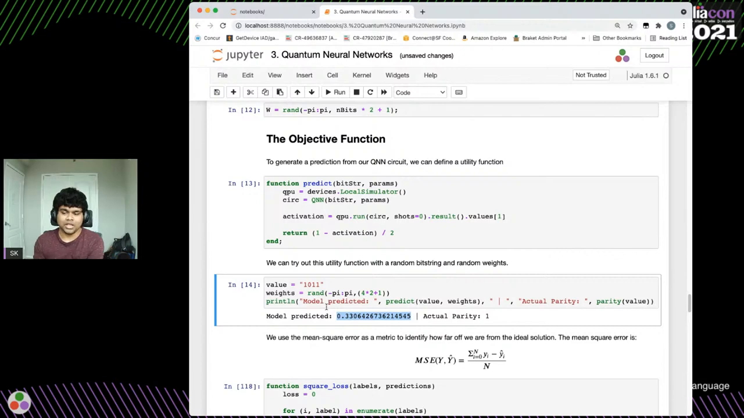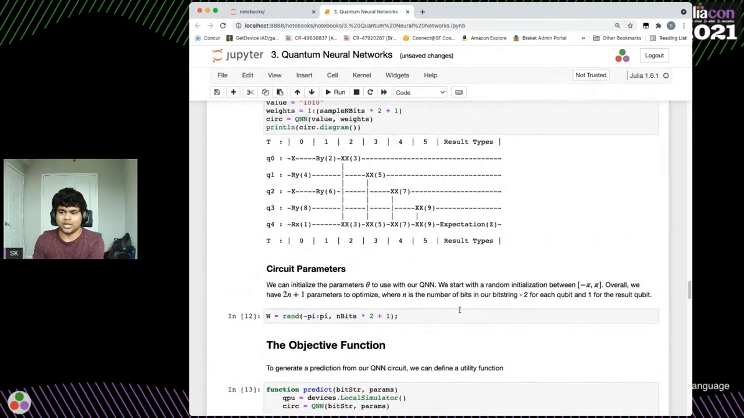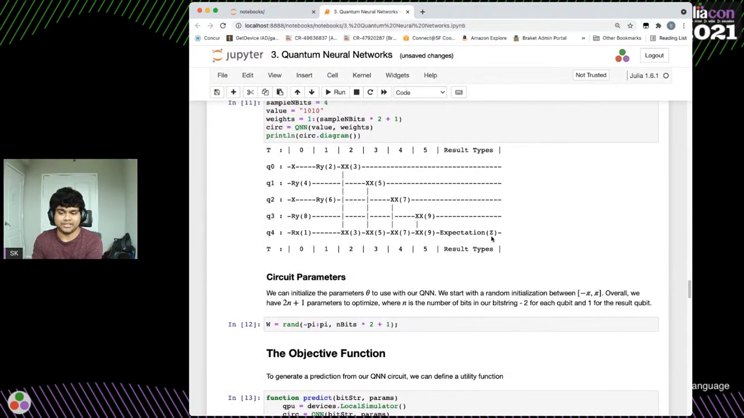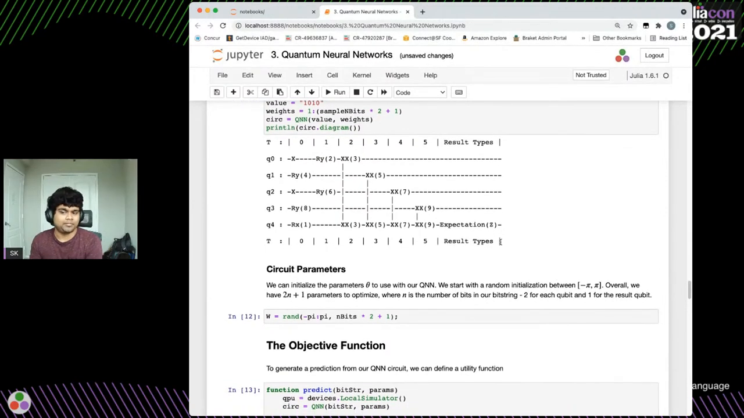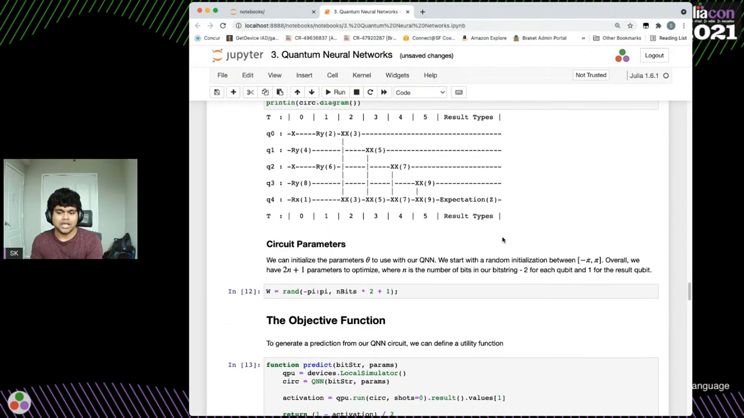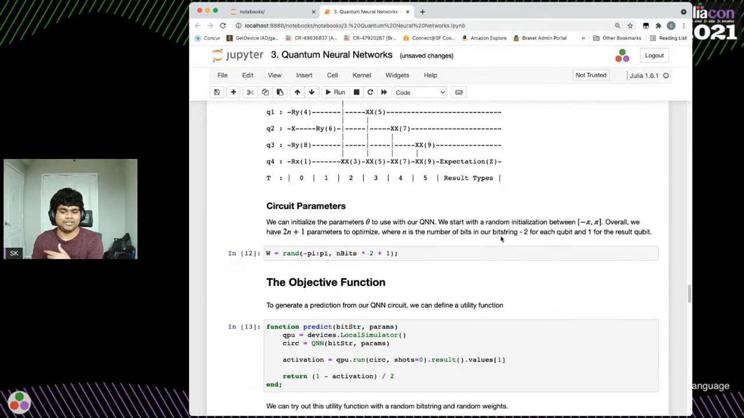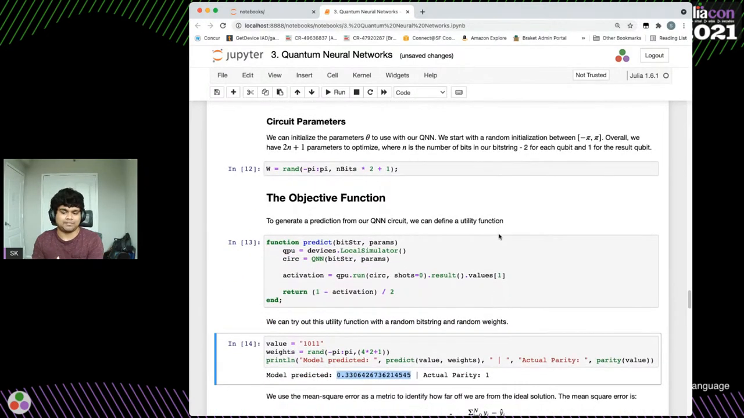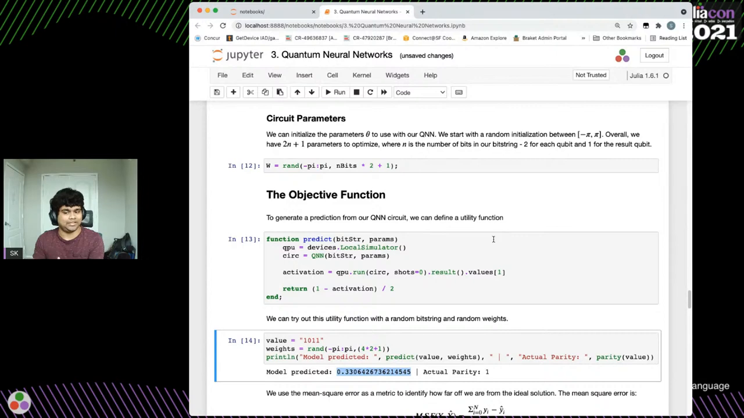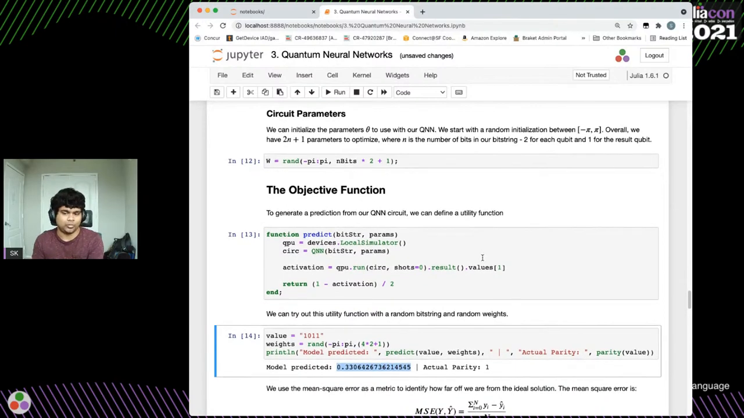So we're calculating the expectation of the Z observable, which means the values are bound between minus one and one. But our labels are between zero and one. So what we do is we shift that to be between zero and one from minus one to one, right?